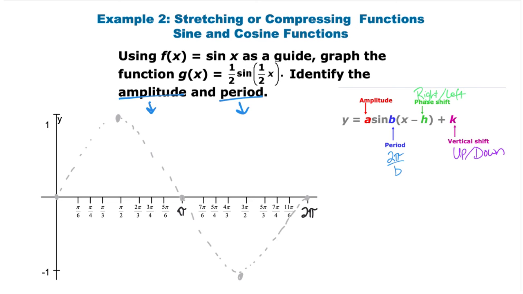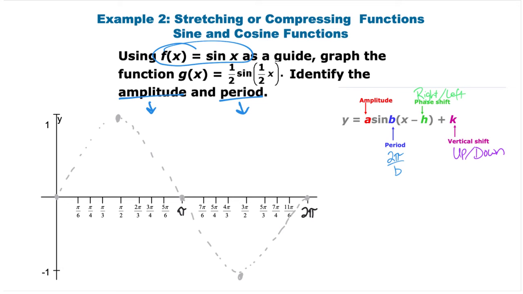This example says that we're going to use f of x equals sine of x as a guide. So what I did here is I sketched in sine of x with the gray dotted line. And then we're going to graph the function g of x equals 1/2 sine of 1/2 x. And first we need to identify the amplitude and the period.